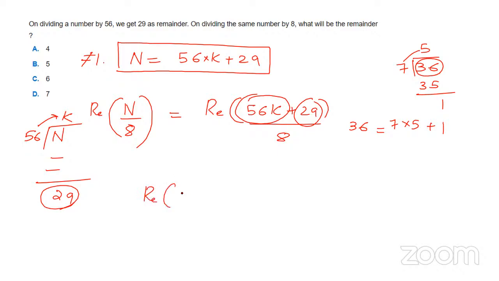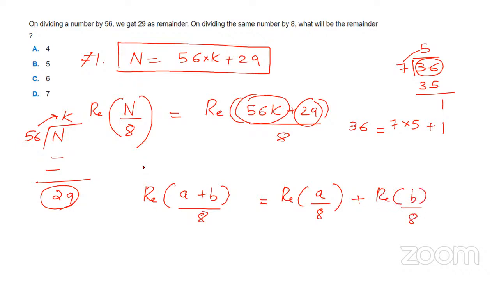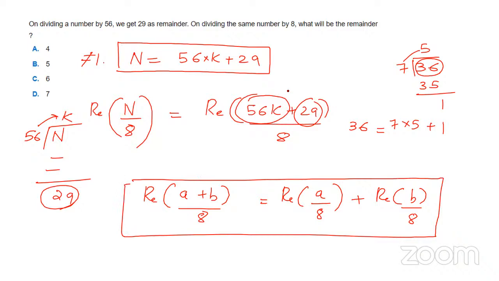The remainder of a plus b divided by 8 is the same as the remainder of a divided by 8 plus the remainder of b divided by 8. It's a property of remainders. So if you remember this part, you can clearly apply it here.